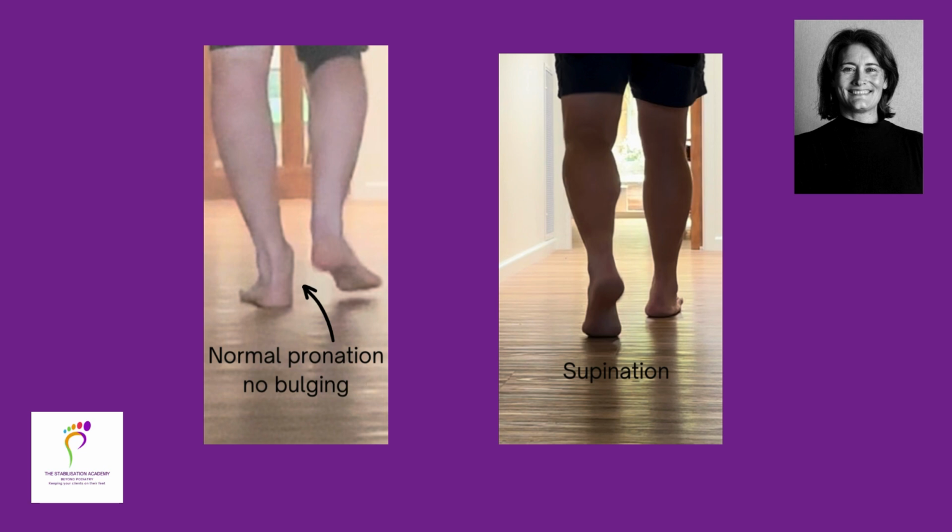That's actually a normal pronation right there, because I don't actually see too much excess pronation. But what I do see is here on the right, when people have a weak anterior column and they can't dorsiflex adequately, you get supination at heel strike through to mid stance.